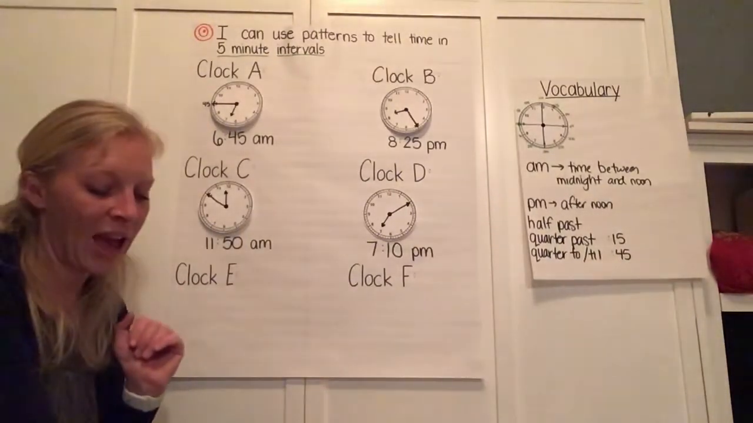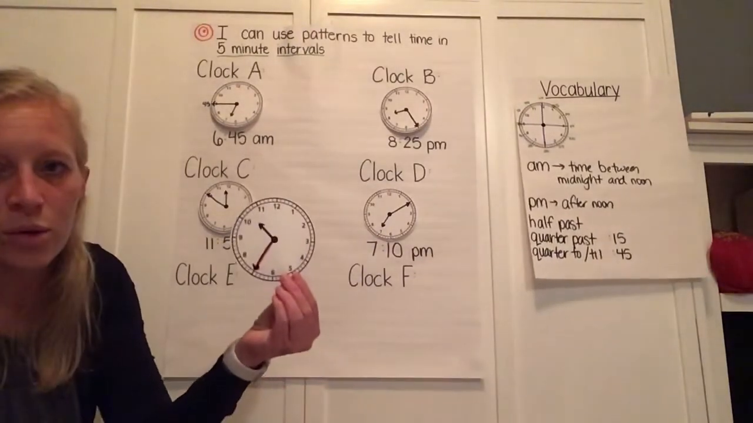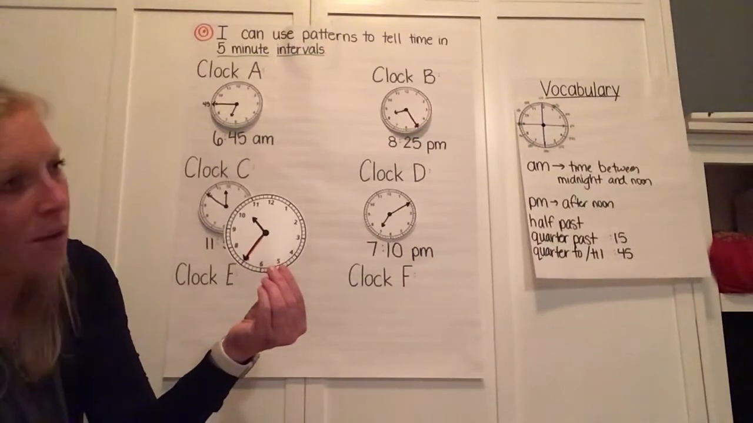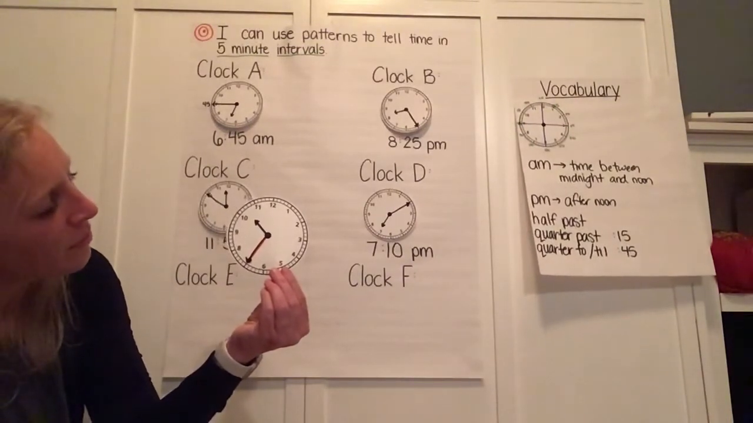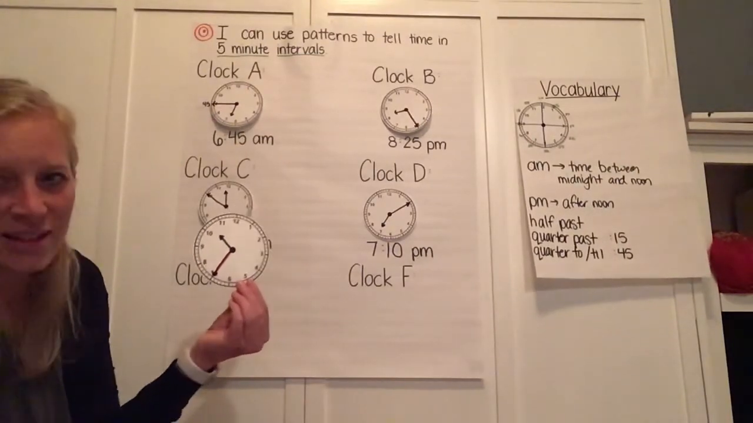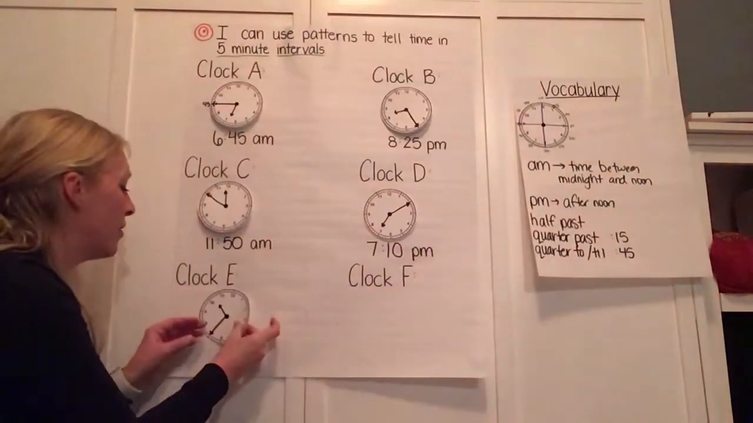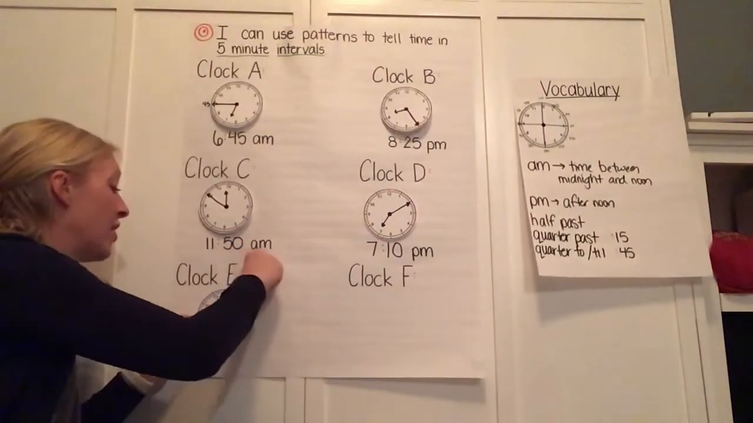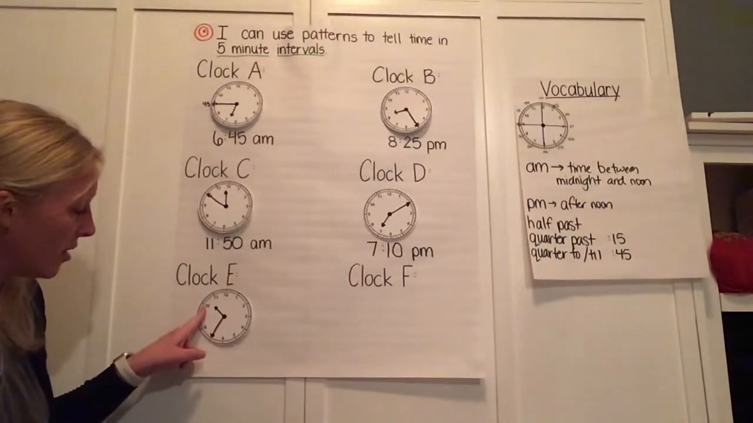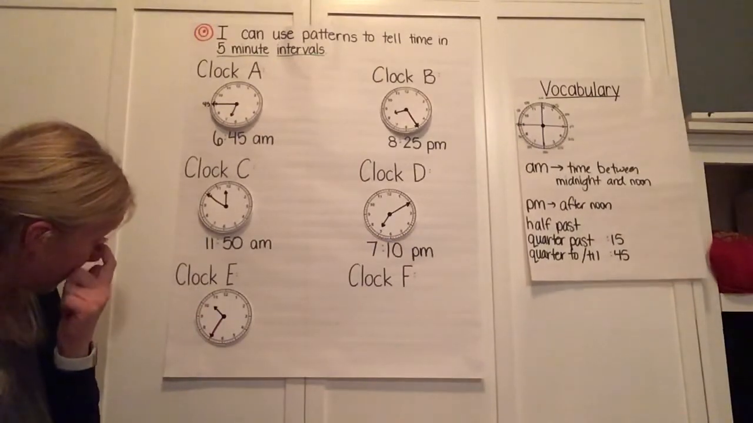Let's take a look at E. We have 2 more clocks to look at. Ooh, what time does this show? What is my hour? Why do you say it's my 10 o'clock hour? Very similar. Okay, so it's past the 10, not to the 11 yet. How close is it to the 10?